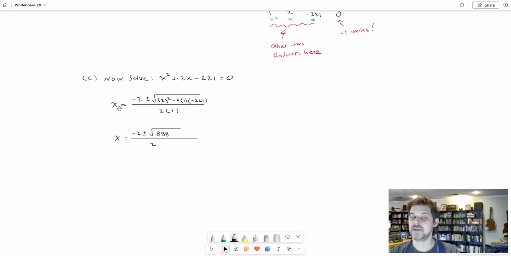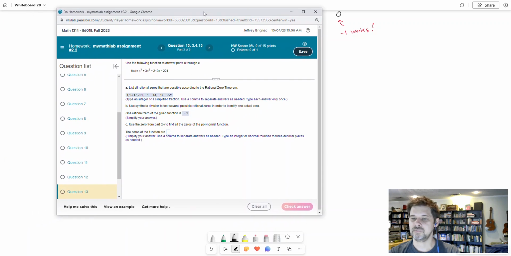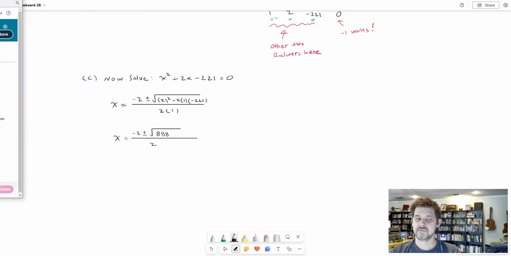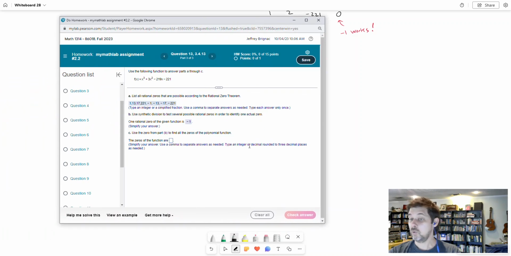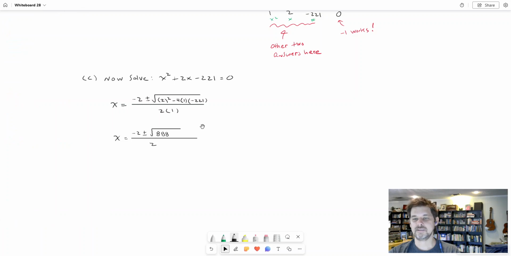Now the question is, is this our answer? So let's look at the instructions. When we work on MyMathLab, there will be some guidelines for how to format your answer and type it in. Here it says type an integer, and an integer is a whole number. An integer is like 1, 2, 3, 4. Well, this is definitely not an integer. It's not a whole number. Or a decimal rounded to 3 decimal places as needed. So, okay, that's what I'm going to need to do. I can take this kind of number and use my calculator to get a decimal, and then I can round it to 3 decimal places.